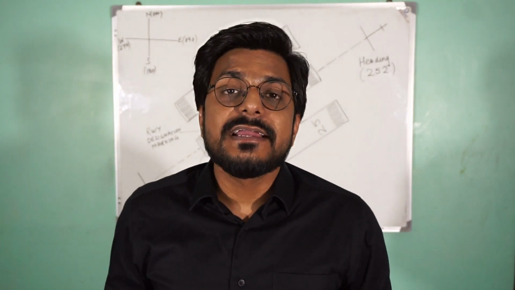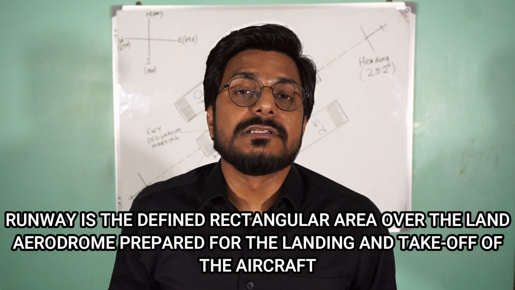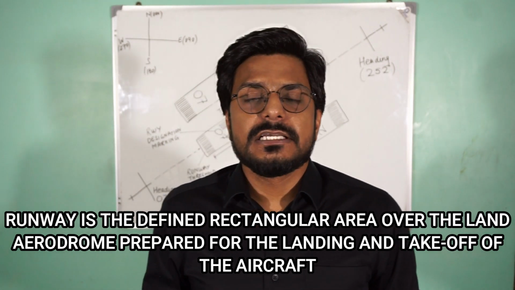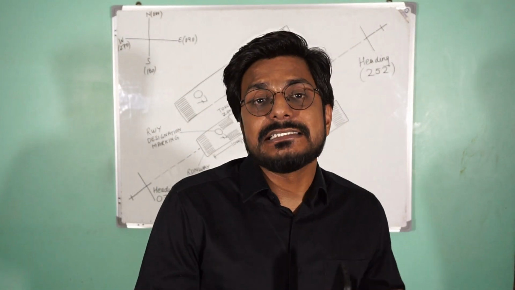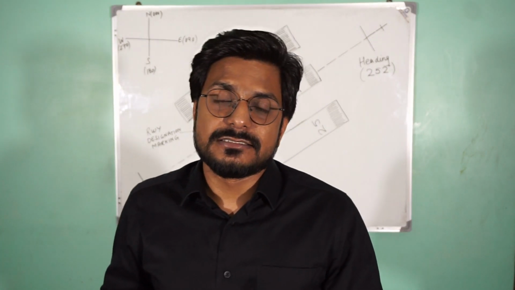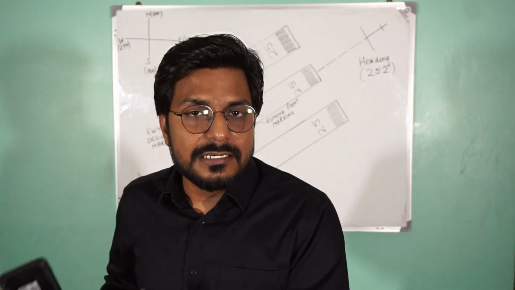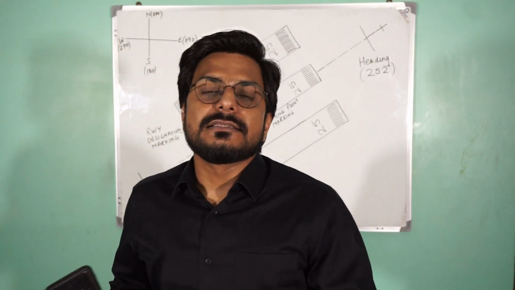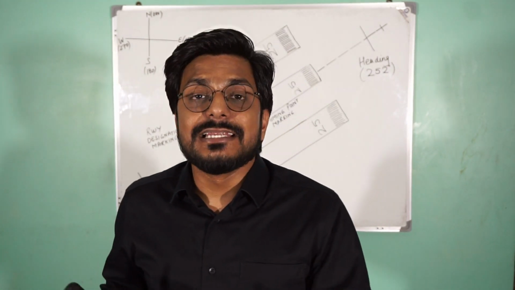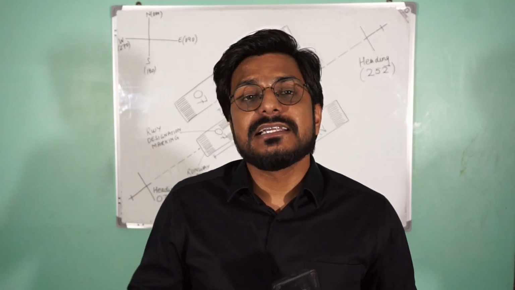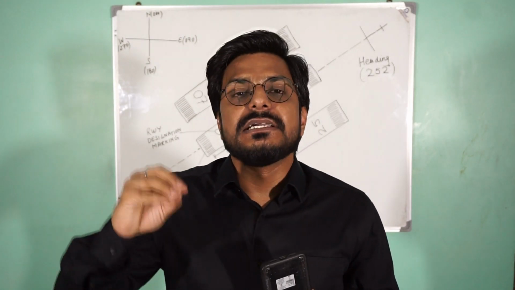A runway is a defined rectangular area on the land aerodrome which is prepared for the landing and takeoff of the aircraft. Now, how are these runways numbered, or how do these runways get their designators, like we say runway 09, runway 07, runway 08? How do we get this runway designator? The runway designator is 1/10 of the whole number of its magnetic heading from north.